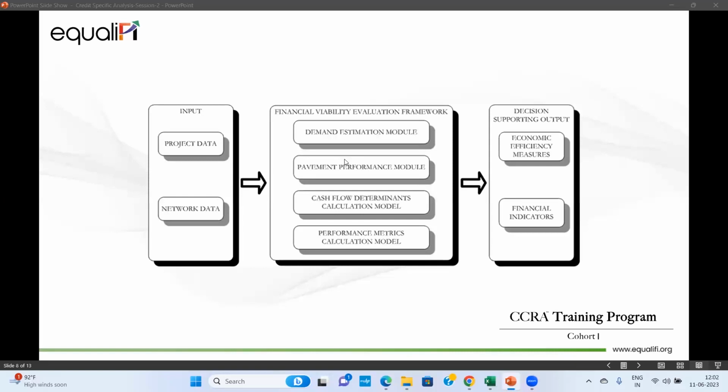Performance metrics using calculation models. You can use a number of models, like estimation models and others, to understand your demand-supply gap analysis and all. The decision output is your financial indicators and your economic efficiency measures. When I talk about financial indicators, what are the typical ratios that you could have, say 4 years down the line? What could be the efficiency ratios you will have in the project 4 or 5 years down the line, based on which you decide whether to go ahead or not, apart from your NPV and IRR calculation.